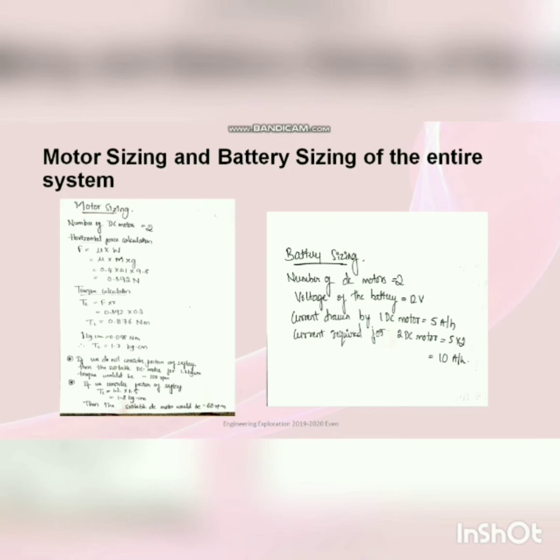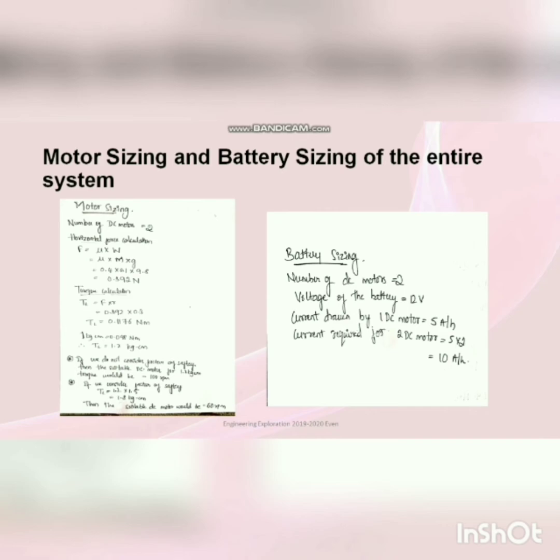Here is the motor sizing and battery sizing of the entire system. In our project we are using 2 DC motors, and for motor sizing, the horizontal force is calculated as 0.392 Newton. Torque is calculated as 0.1176 Newton meter, and in kg centimeter, the torque is 1.2 kg centimeter. If we are not considering the factor of safety, then the torque will be 1.2 kg centimeter and the RPM of the motor required will be 100 RPM.